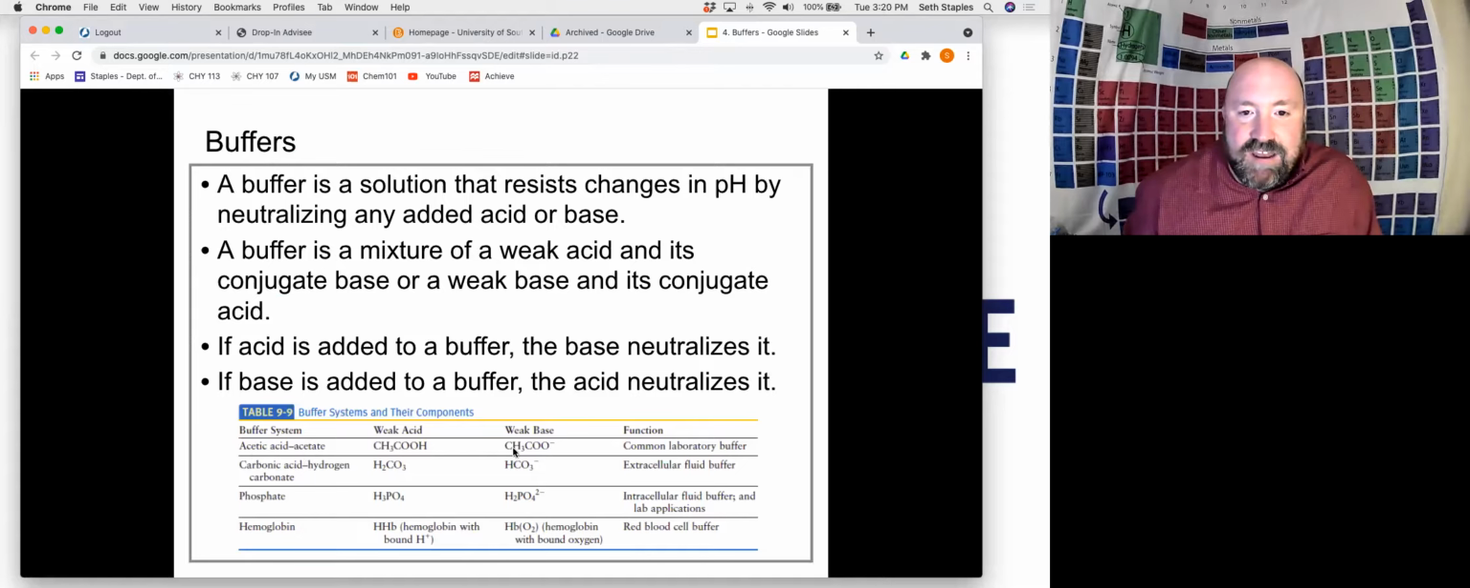Acetic acid and acetate, a very common buffer that's used in a laboratory. Carbonic acid with hydrogen carbonate, a buffer that we find in extracellular fluid, the fluid outside of our cells. Phosphate buffer, with phosphoric acid and one of our phosphate ions here. That's found also in intracellular fluid, so in some of the fluid within our cells we find phosphate buffers. It's also another one that's found in different lab applications.